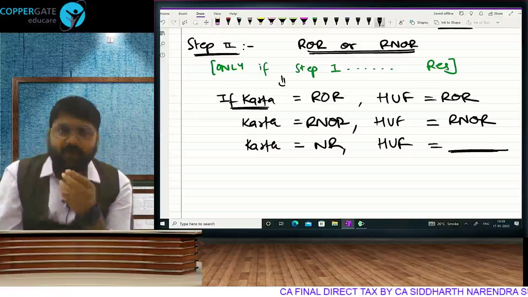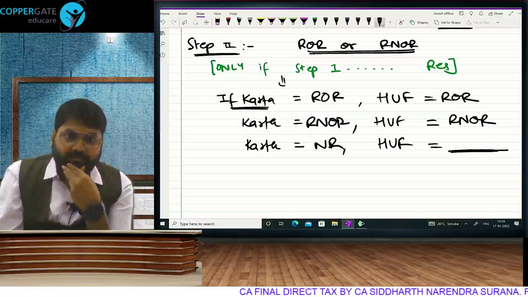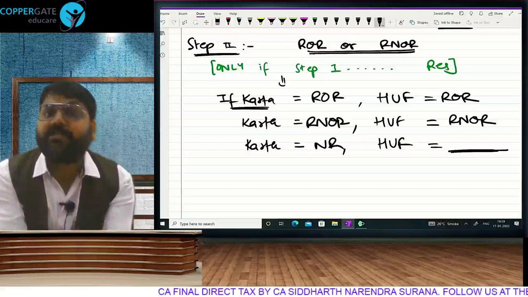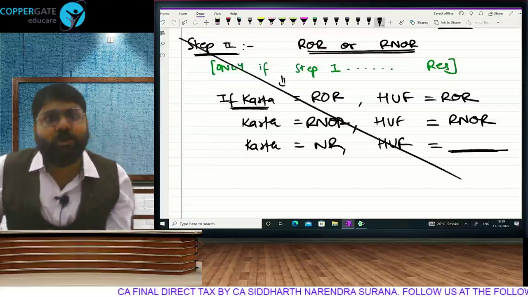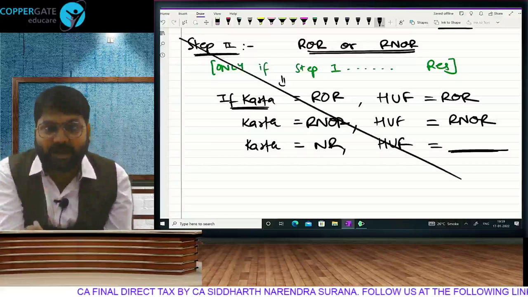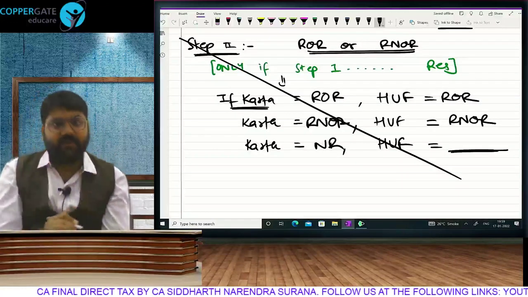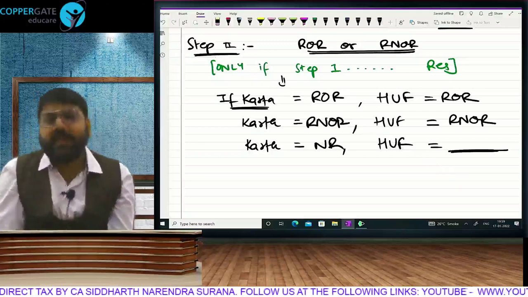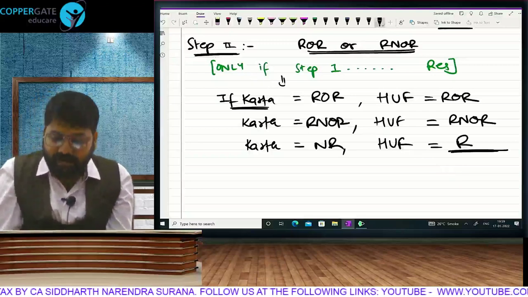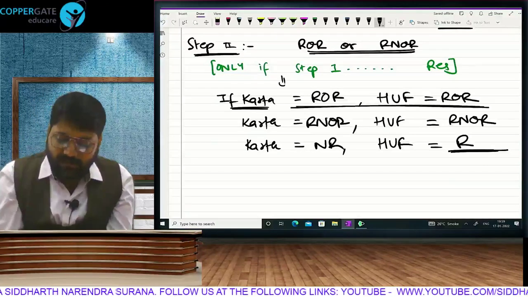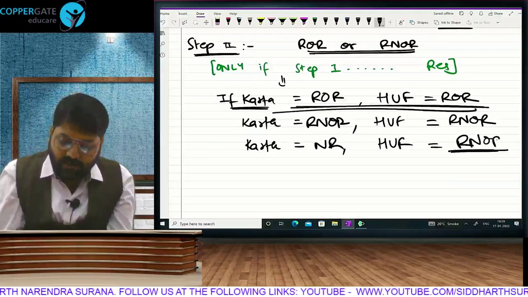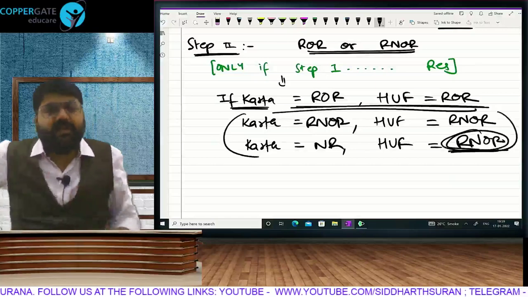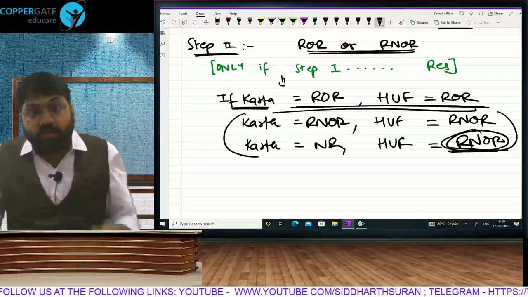That we have checked and then only we are performing step 2. And why not non-resident? Because if the HUF was non-resident, this step will not be done. The fact that we are doing step number 2 means one thing is clear, that the HUF is resident. And if the karta is ROR, then only HUF will become ROR. Otherwise, the HUF will become RNOR. Be clear about this. This is one area where you can go wrong.